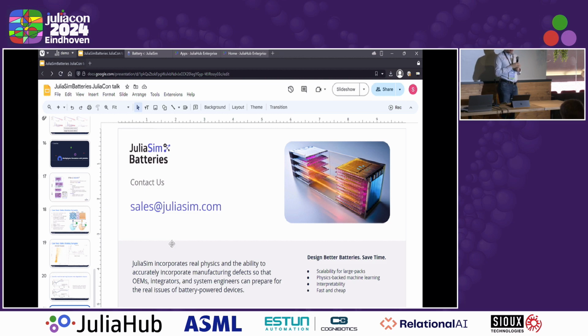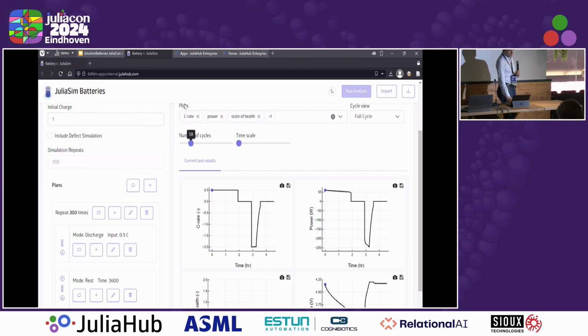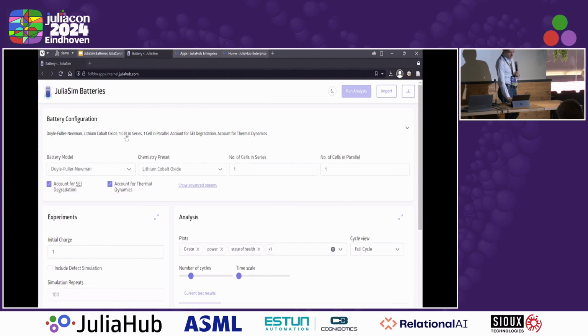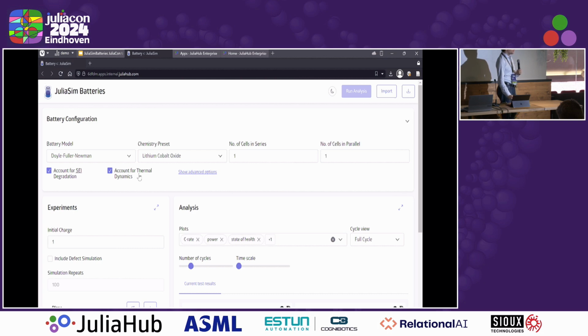Oh, thermal system. Yeah, so here the model itself has thermal dynamics, and you can enable thermal modeling inside it. The thermal dynamics part is part of JuliaSim Batteries, so it's already embedded in there. And we are working on expanding that. I'm not sure if that answers your question.